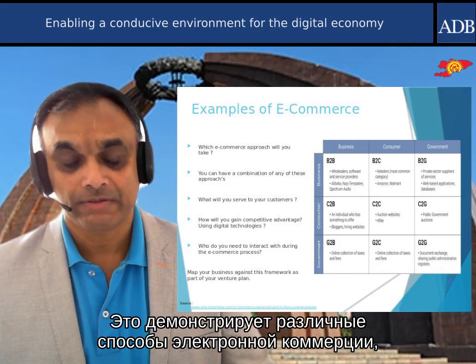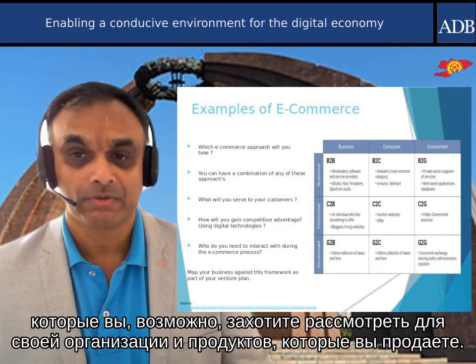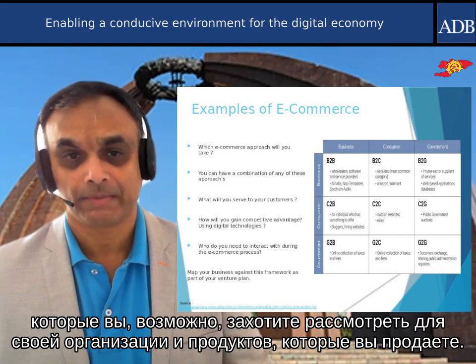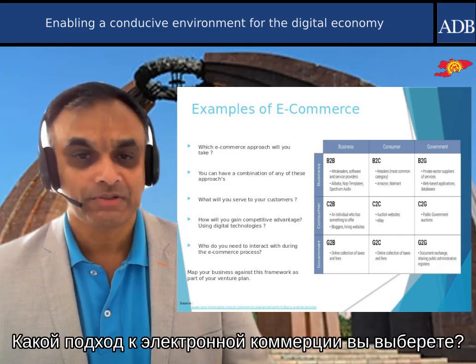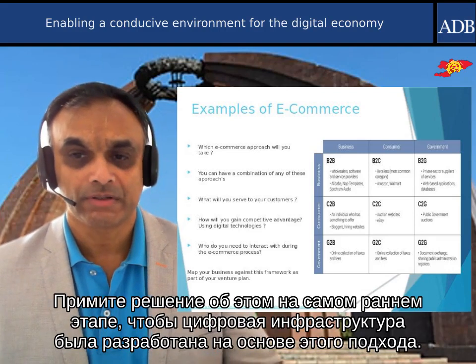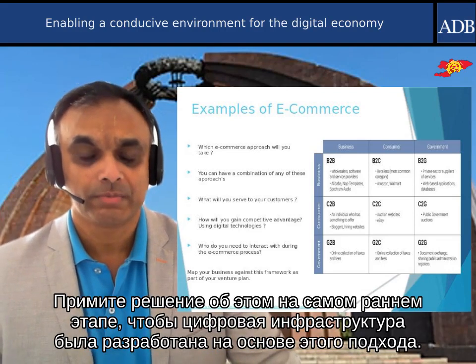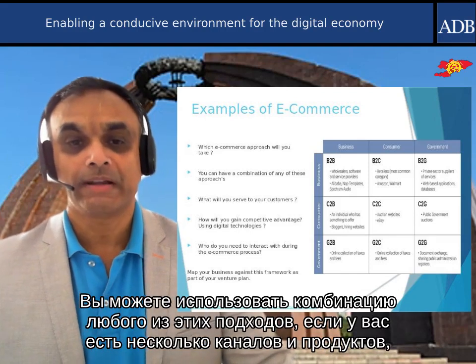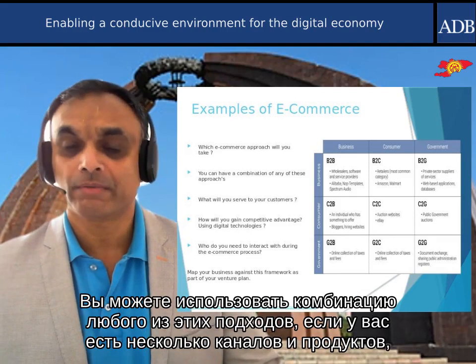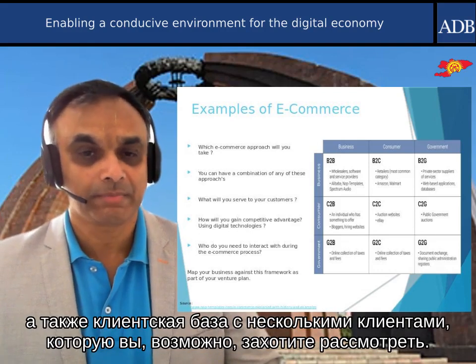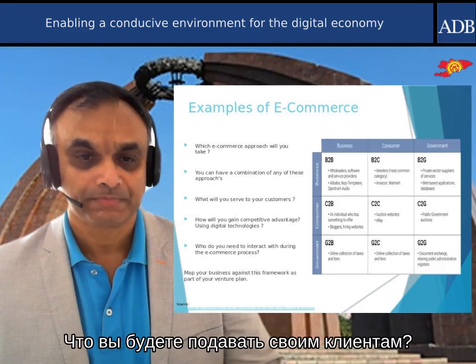This demonstrates the various e-commerce modes that you may wish to consider for your organization and the products you are selling. Which e-commerce approach would you take? Decide on this very early on so that digital infrastructure will be developed based on this approach. You can have a combination of any of these approaches, if you have a multi-channel, multi-product, as well as a multi-customer base that you may wish to consider.